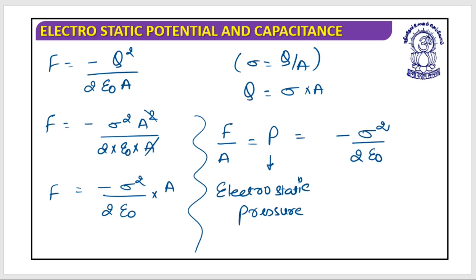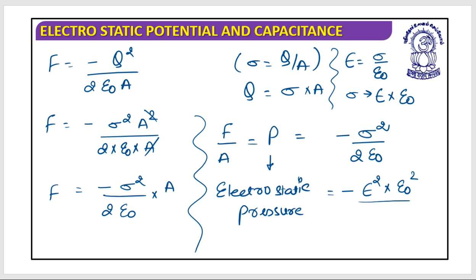Now shall I replace E is equal to sigma by epsilon naught? So sigma can be replaced by E into epsilon naught. This is equal to minus E square multiplied by epsilon naught square divided by 2 into epsilon naught. One power has gone. So this is equal to, magnitude wise, half into epsilon naught into E square. Yes, this is electrostatic pressure.